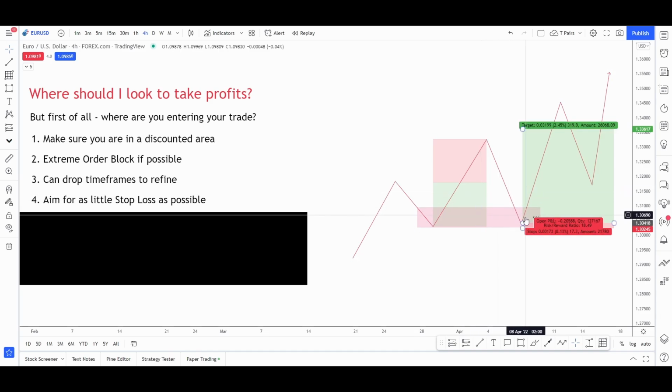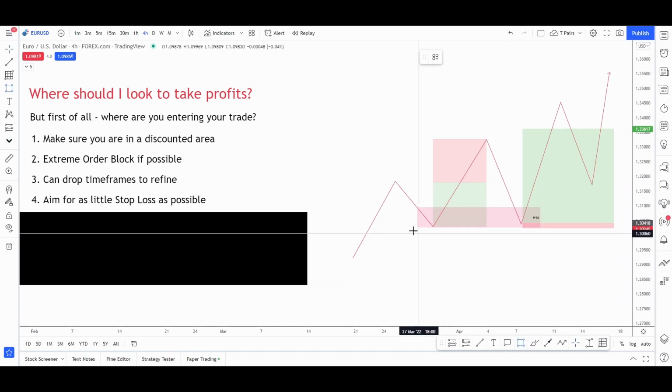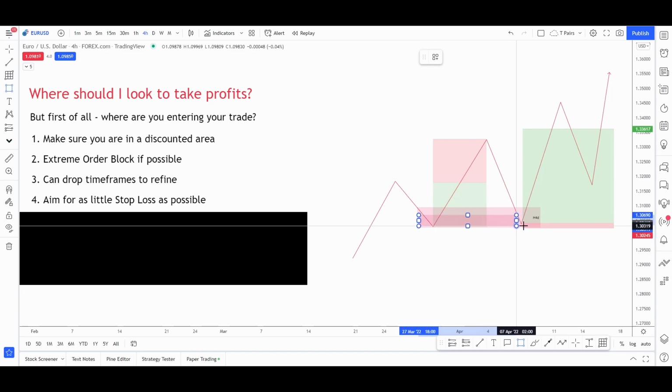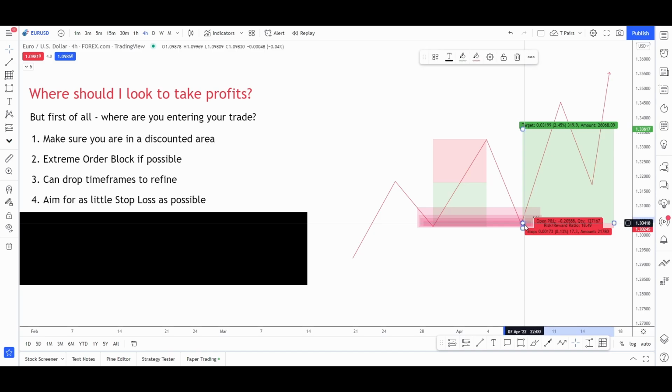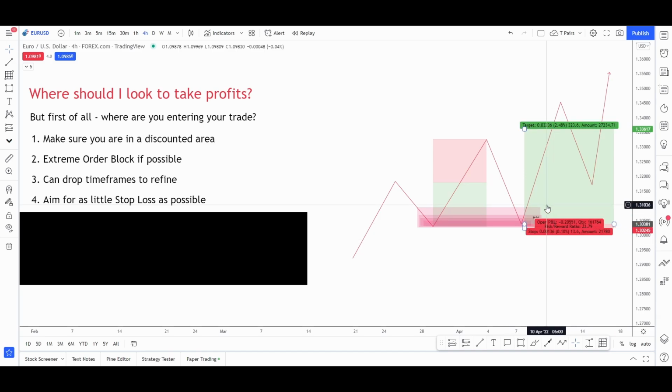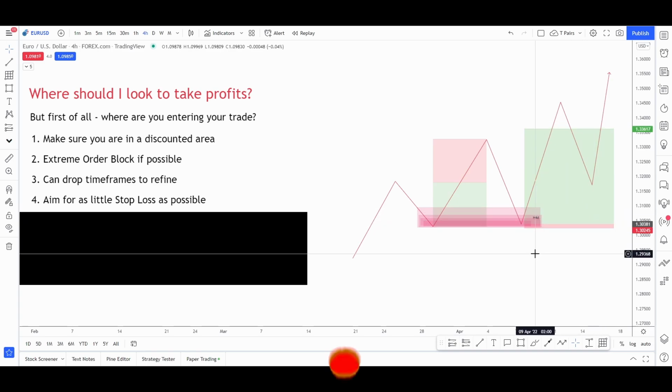You may be able to drop down to the 4 hour and identify another order block. So the 4 hour order block could be here. Then you could drop down to, say, the 1 hour, and you might be able to refine it a little bit further. Then you drop down to, say, the 15 minute, something like that. And you should be able to reduce your stop loss considerably more, okay? And hopefully turn that 1 to 8, which we just had, into a 1 to 24, which is very possible.